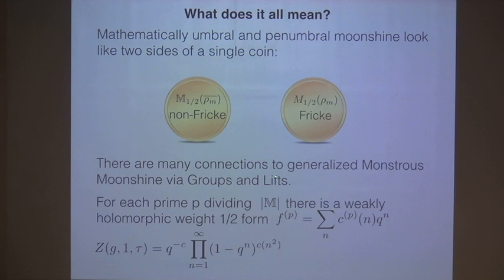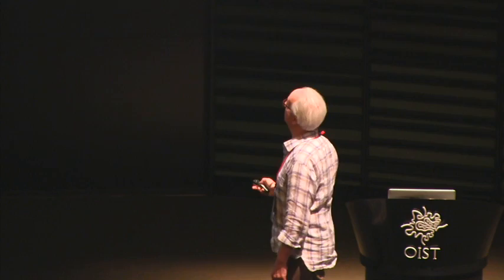One example of this is that for each prime dividing the order of the monster, you can actually construct the twisted partition function as a lift, a Borcherds lift, of one of the weight two half forms appearing in skew holomorphic moonshine. And there are also other intricate relations between these lifts.